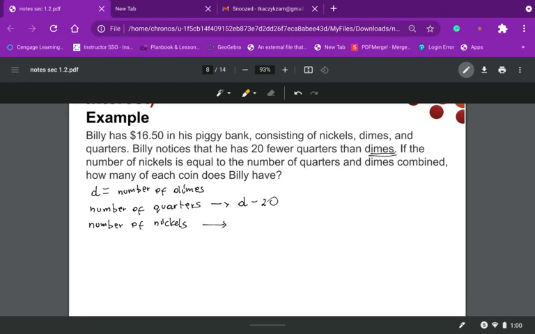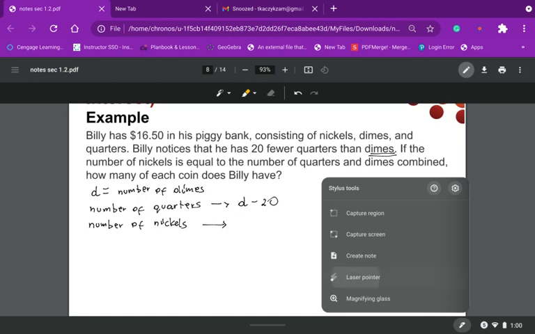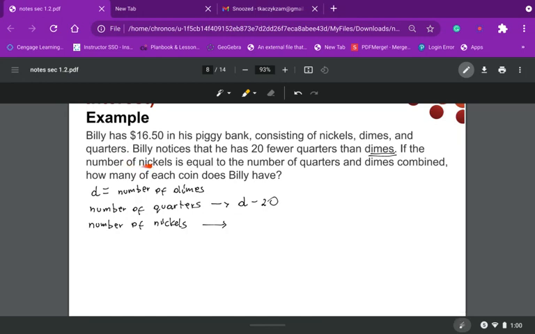The number of nickels is equal to the number of quarters and dimes combined. So the amount of nickels is equal to quarters plus dimes together. To express that, D is the amount of dimes, plus the amount of quarters, which is D minus 20.